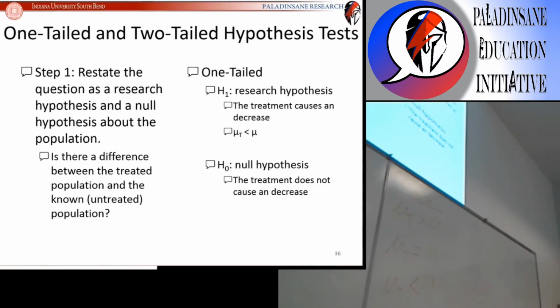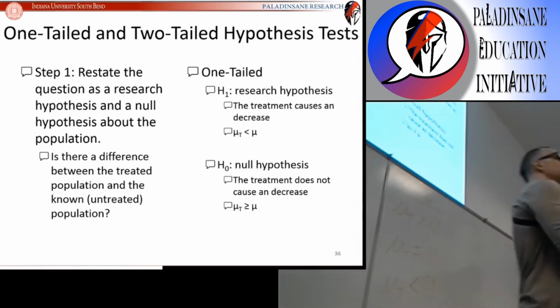Your null hypothesis has to be everything else. So it has to be this situation, and it has to be this situation. It's got to cover every other contingency. So this is greater than and equal to, hence your null hypothesis is that your treatment population is greater than or equal to your untreated population. And that is step number one.